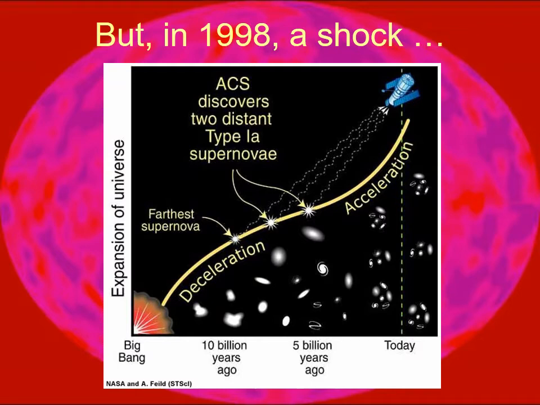These are so bright you can see them from near the edge of the universe. And so they were finding the most distant supernovae and figuring out the expansion rates of the universe. And the anticipation was the universe was slowing down at a particular rate. What they discovered, however, was it was slowing down wrong and then speeding up.